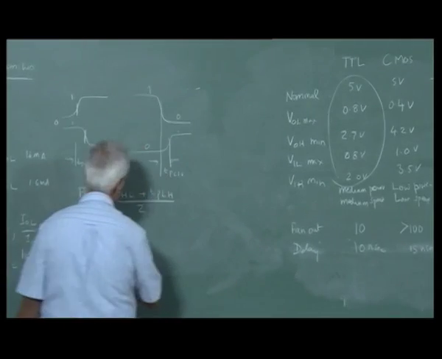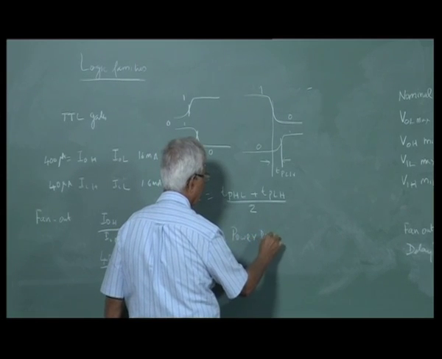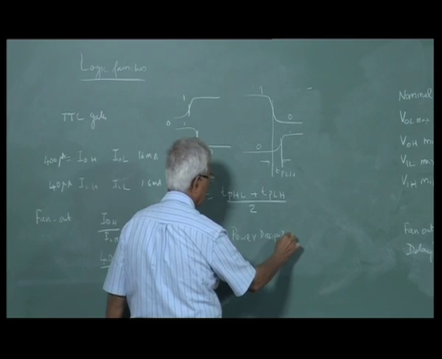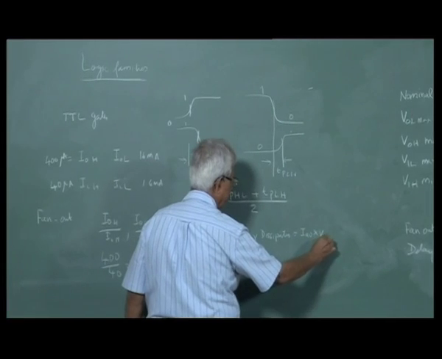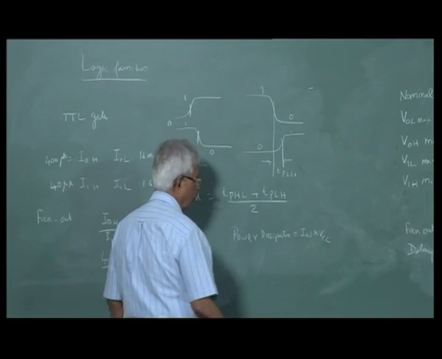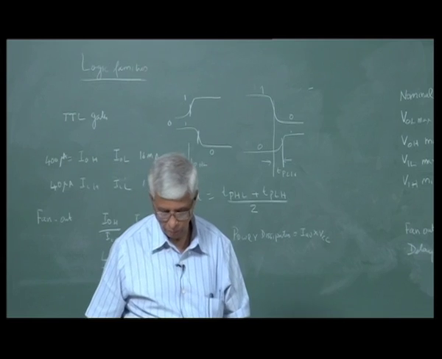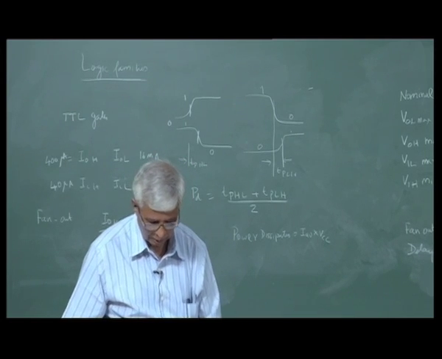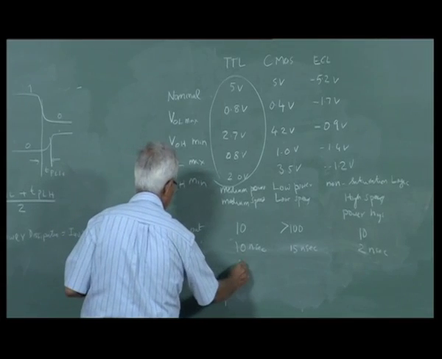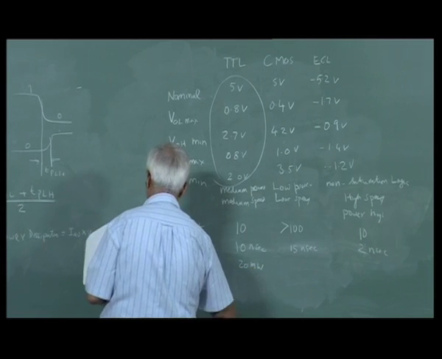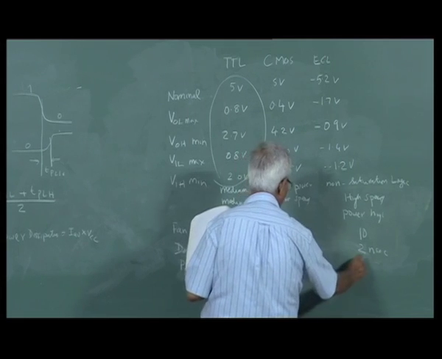Power dissipation is I average times VCC. So what is the maximum current or the minimum current, all that you calculate, how much current it takes on average. So power is 20 milliwatts, almost zero for CMOS, and it takes a maximum of 40 milliwatts.